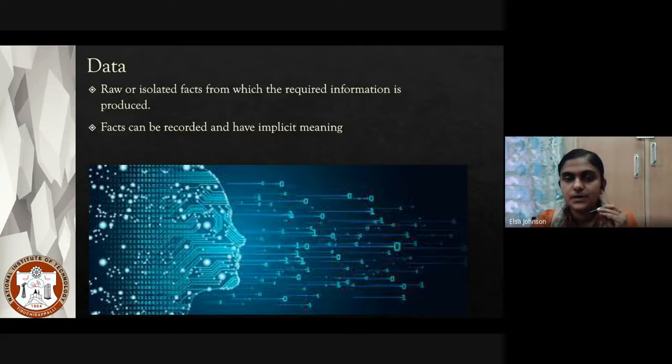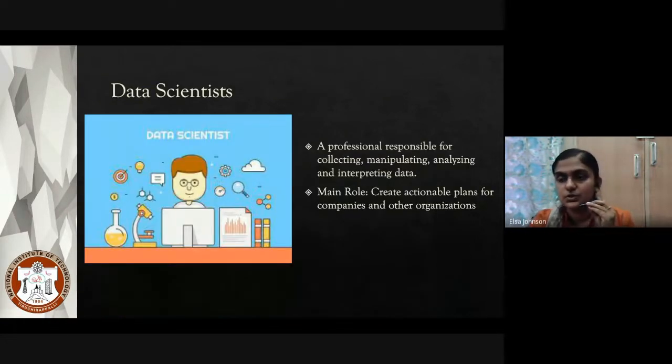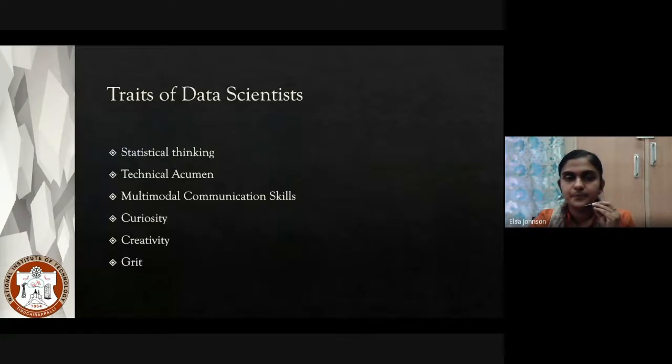Okay. So what is a data scientist doing? A data scientist is a professional responsible for collecting, manipulating, analyzing, and interpreting data. And the main role is to create actionable plans for companies and other organizations. So these are the different traits that data scientists should have. They should have statistical thinking, technical acumen, multimodal communication skills, curiosity, creativity, and grit.